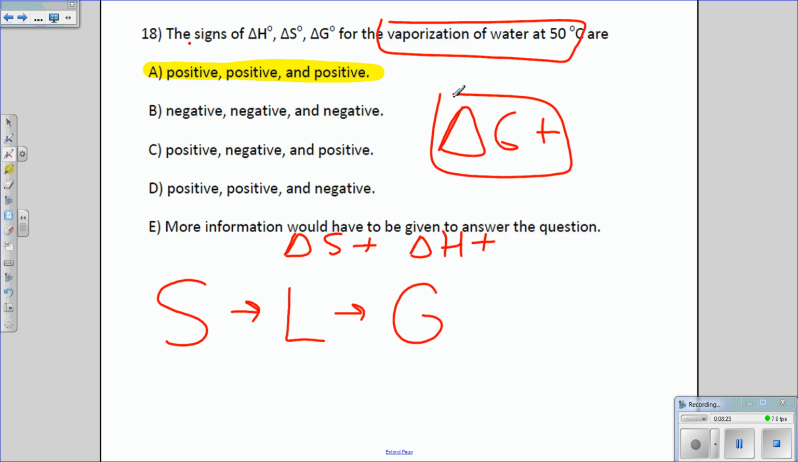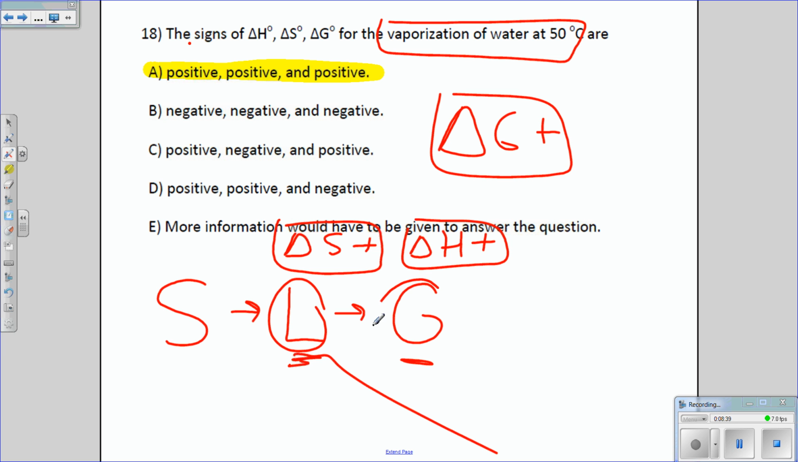Next part. What's the delta H for it? If you're going from a liquid to a gas, delta H and delta S are the same using the SLG rule if you're talking about a substance that's changing states. So if you're having water going from a liquid state to a gaseous state, you know that delta S is positive using the SLG rule. So delta S is positive, right?